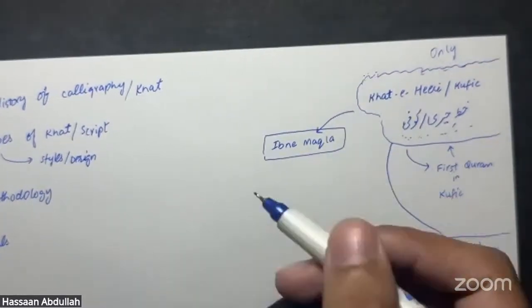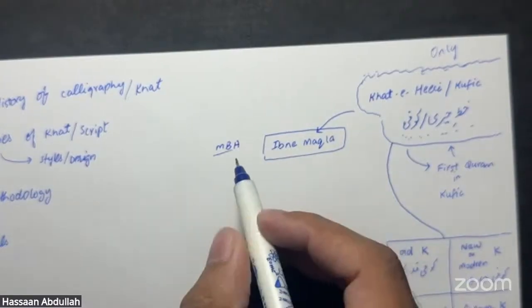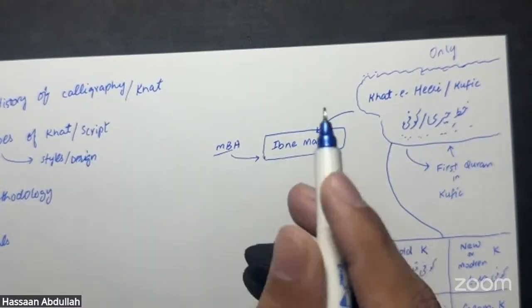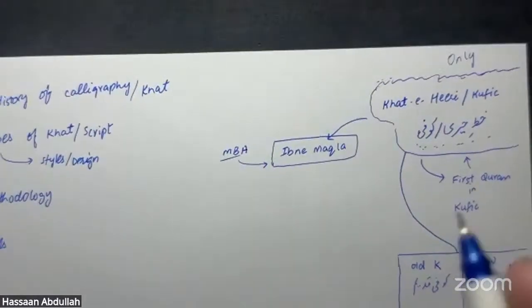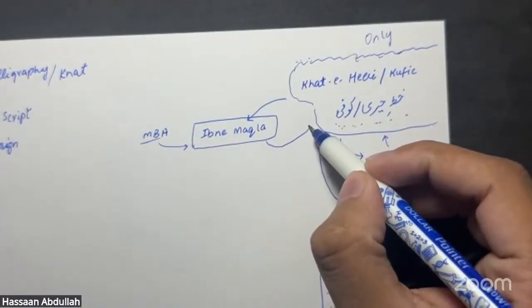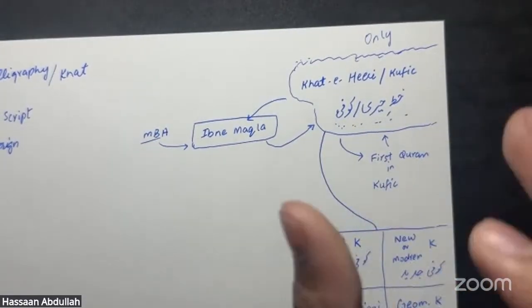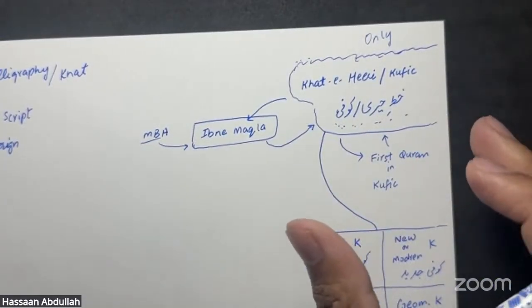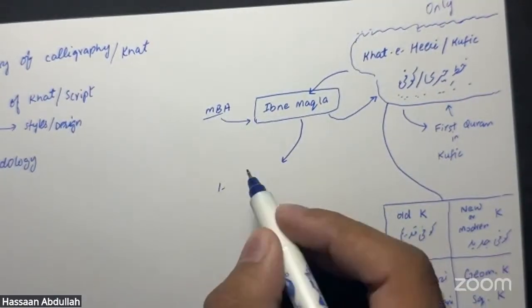His real name was Muhammad bin Ali, but he's famous by his title name, his laqab, Ibn Muqla. He used Khatt Kufi as a base because, like I said, it was the only script, and he invented six different scripts. I'm going to name them in sequence.